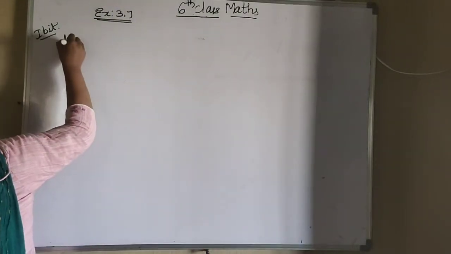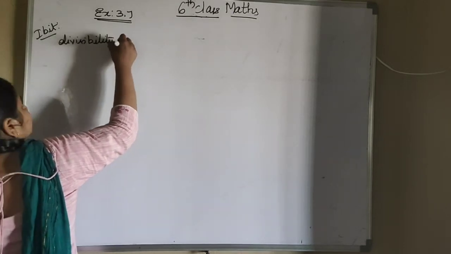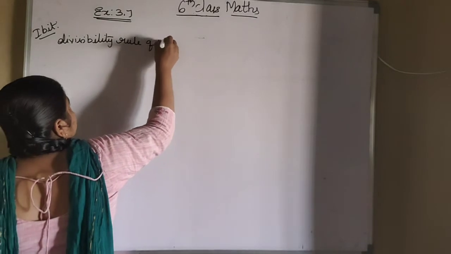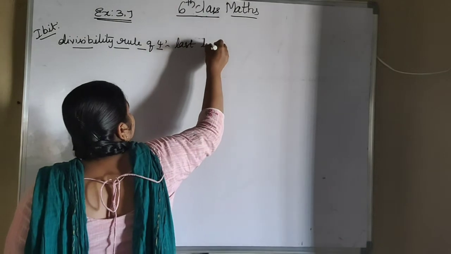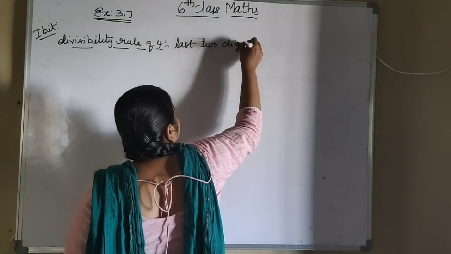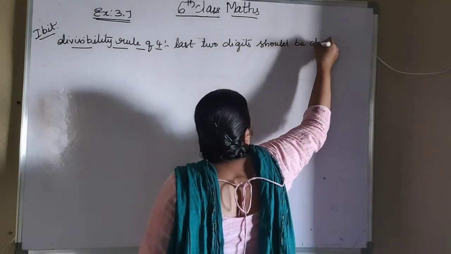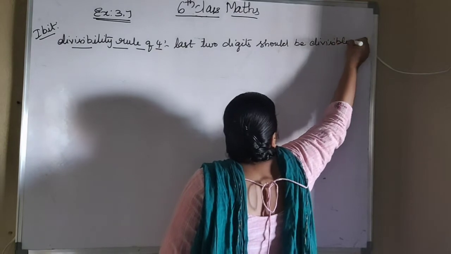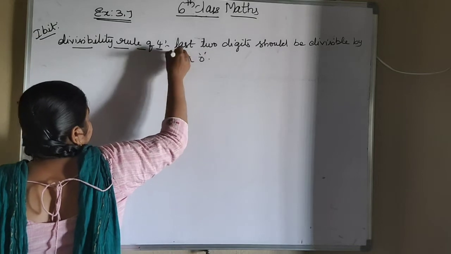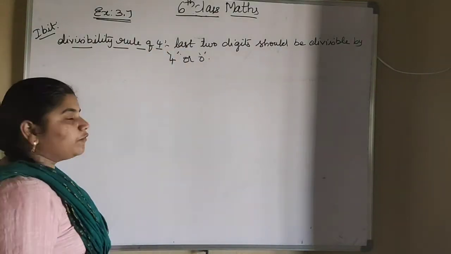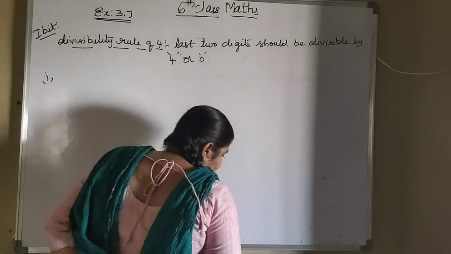So first I am writing the divisibility rule of 4. What is the divisibility rule of 4? The last two digits should be divisible by 4, or they should be zeros. Okay, so this is our divisibility rule of 4. Now what is the first question we will see? What is the number? 572.